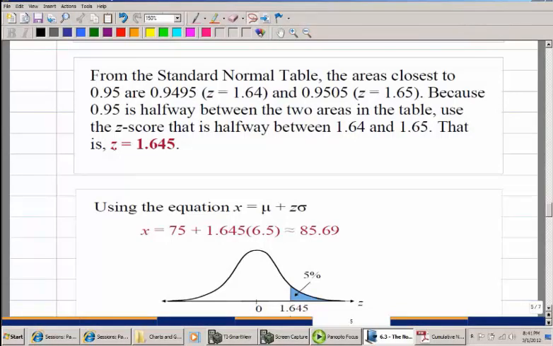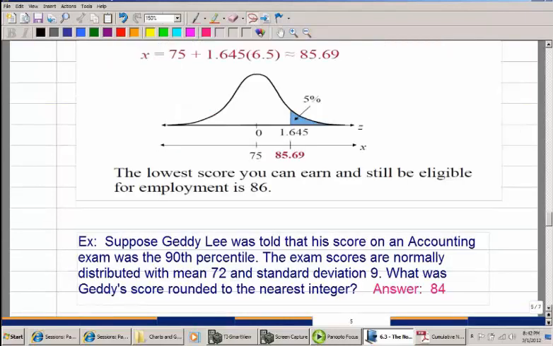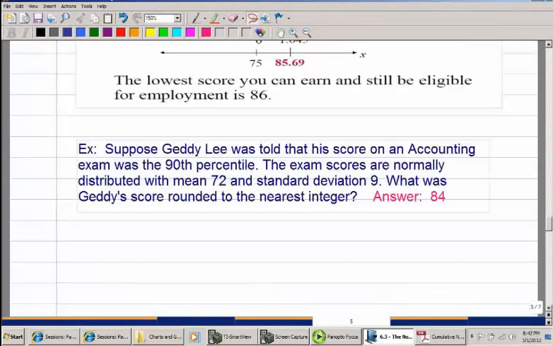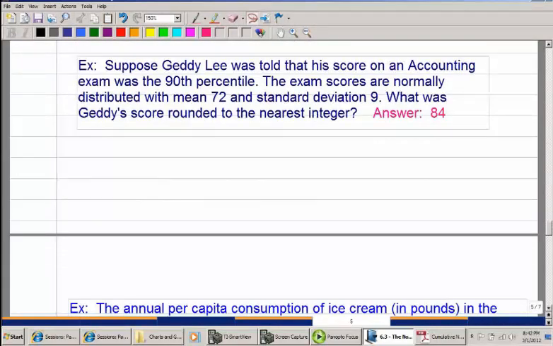Which may not be a score you can actually make, so in reality this might have to be rounded to a number, which they've done here. So you see they've just rounded this up to an 86 as the actual score. All right, here we'll work out this next example.